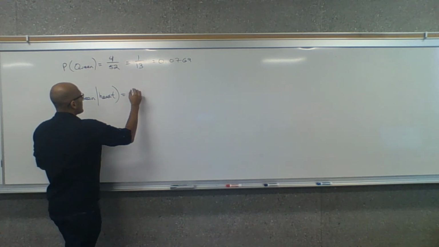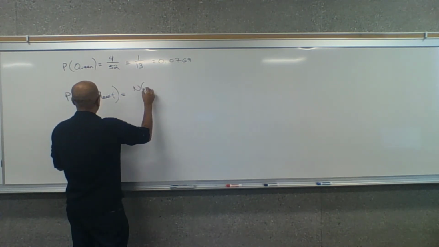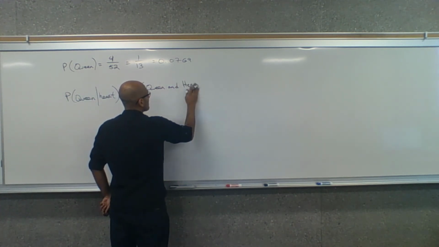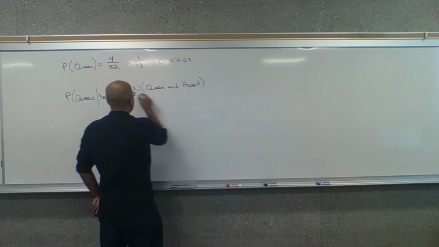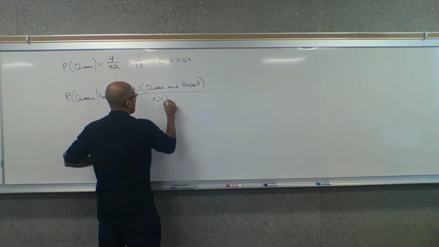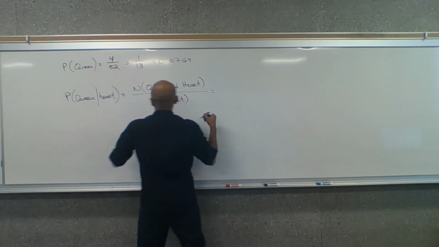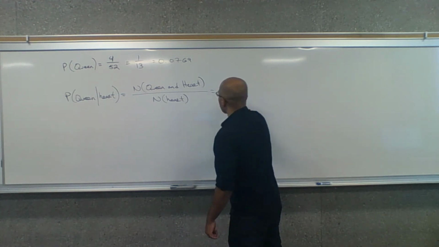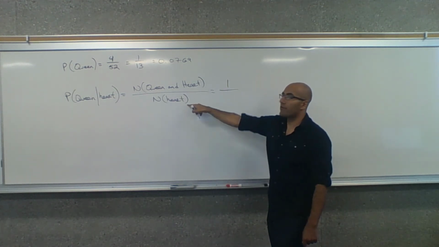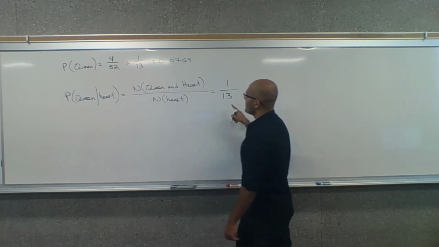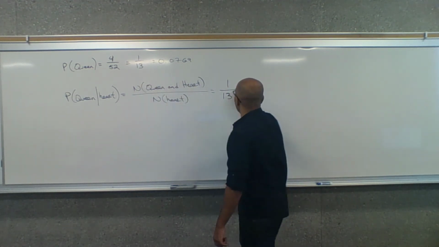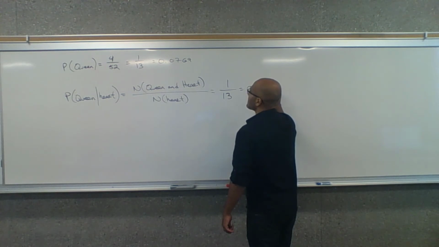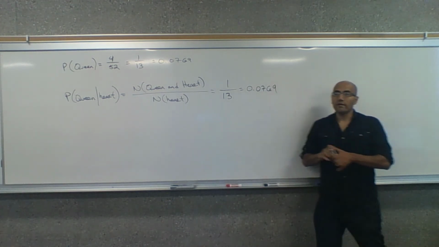So this is equal to the number of outcomes in queen and heart divided by the number of outcomes in heart. How many ways are there to have a queen and a heart? 1, right? There's only 1 card that is a queen and a heart. And how many ways are there to get a heart? 13. It's the same as that one after we reduce it. And so we ended up with 0.0769. So we got the same answer.